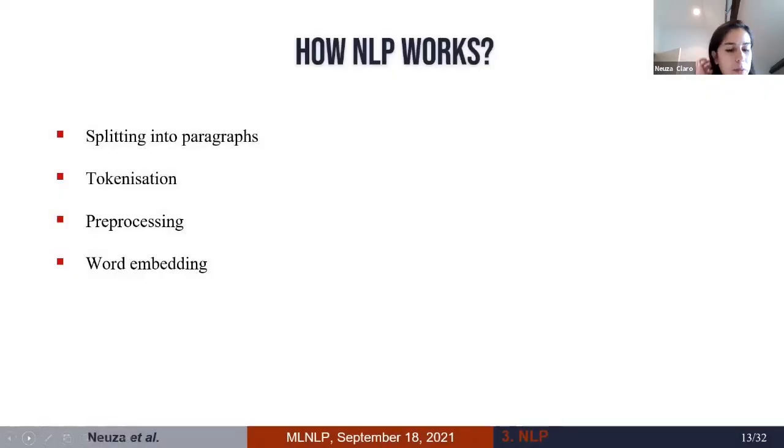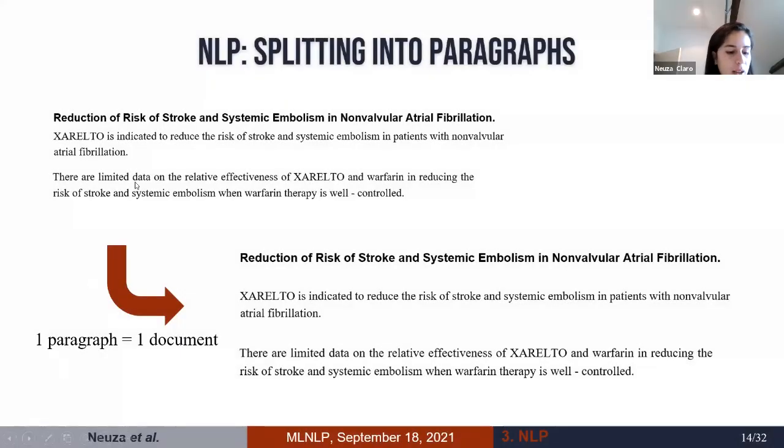For natural language processing, it takes a few steps before applying the subtractive mountain clustering algorithm. They are splitting into paragraphs, tokenization, pre-processing, and finally word embedding. I will discuss them in the following slides. The first step is to divide the text into paragraphs. Every paragraph is said to be a document. We use the package insert of the medicine Xarelto to make an example.